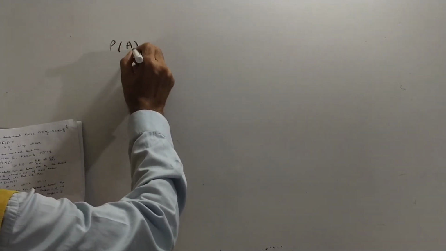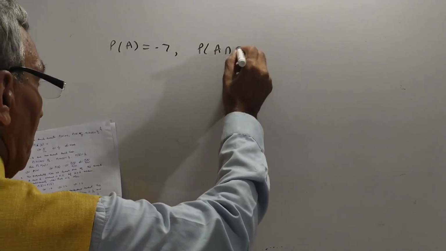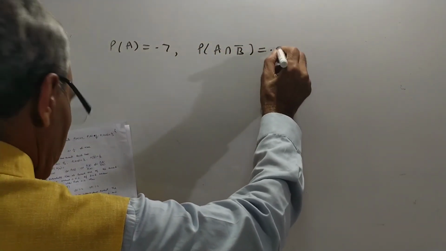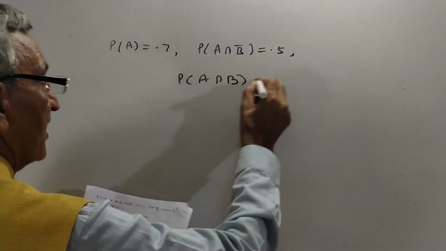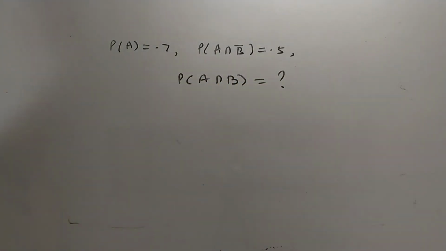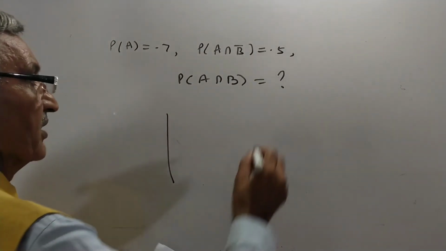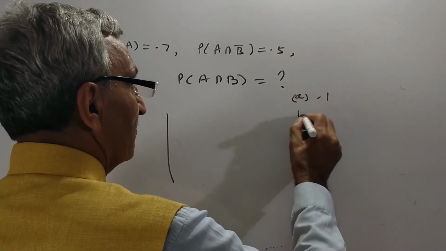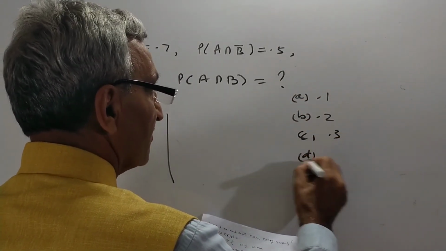What if two events are given? Probability of A is equal to 0.7. Probability of A and B complement is given equal to 0.5. Then find the probability. I am just revising the concept again. The answers are A is equal to 0.1, B is equal to 0.2, C is equal to 0.3, D is equal to 0.4.